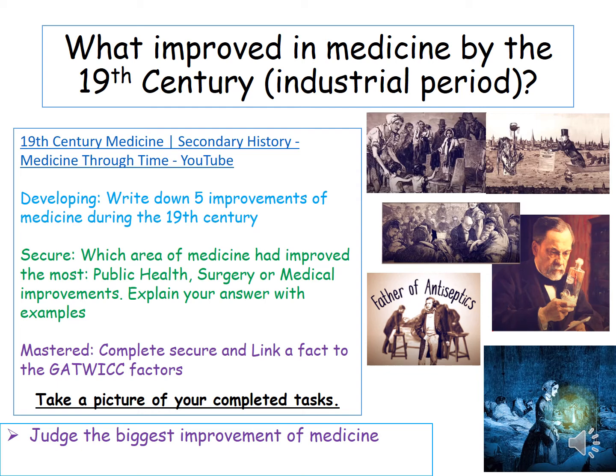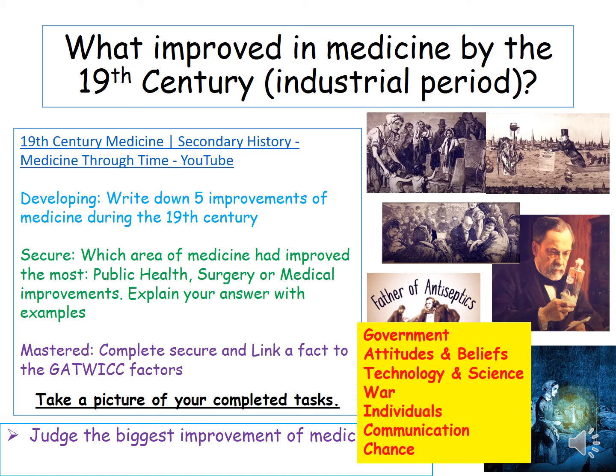For secure students, you're aiming to get a 5 or above. You're going to think about those ideas in categories. So which area of medicine has actually improved the most? Has it been public health with cleaning up the streets? Has it been surgery with anaesthetics and antiseptics? Or has it been medical improvements, so to do with vaccinations and treatments? I would like you to explain your answer with examples from the video. And master students, can you link your facts that you're going to use? You're going to do secure as well, but can you link it to the Gatwick factors? So I'd like an example of each of Gatwick with facts linked to these factors.